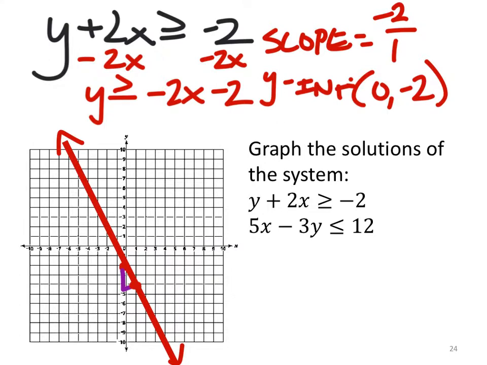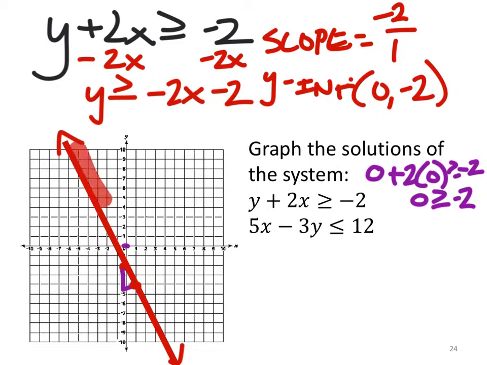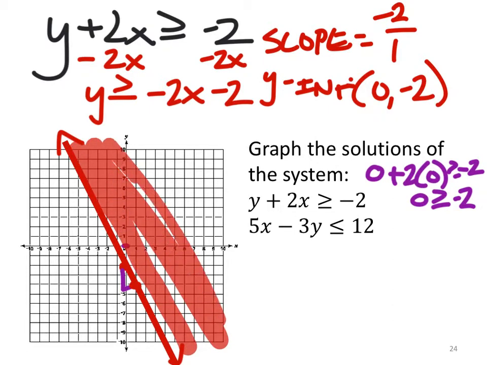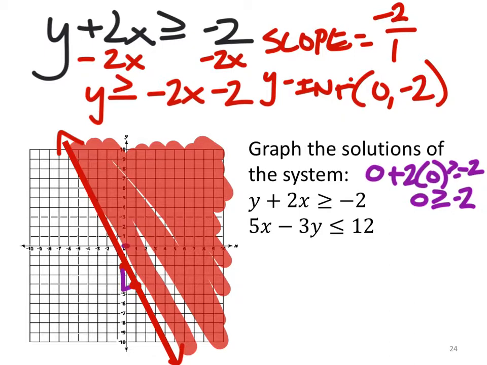And we can just test 0, 0 on this. So we got 0 plus 2 times 0. Is that greater than or equal to negative 2? Well, that gives us 0 is greater than or equal to negative 2. That's true. So because of that, we know we need to shade to the right of that line, which is where our test point was.